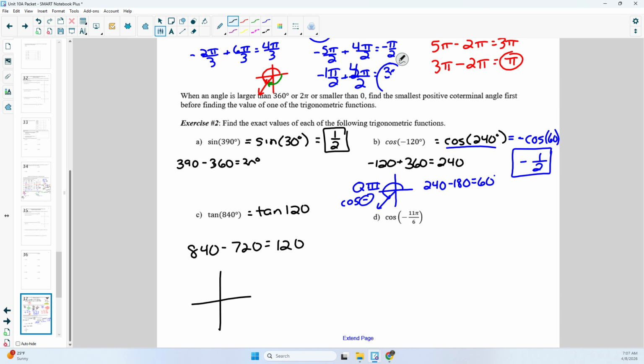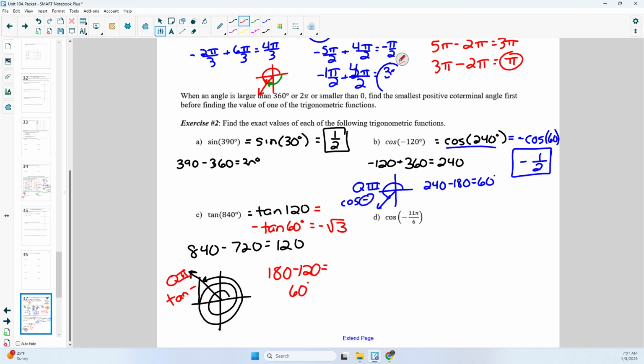Just to draw a little picture to hammer this home. Here is 120. Or here's 840. So that's coterminal with 120. So it's still going to have the same triangle as 120. Figuring out where we are, we're in quadrant 2, where tangent is negative. So my reference angle is 60. So this is equal to the negative tangent of 60. And the tangent of 60 is the square root of 3. So we have negative square root of 3.